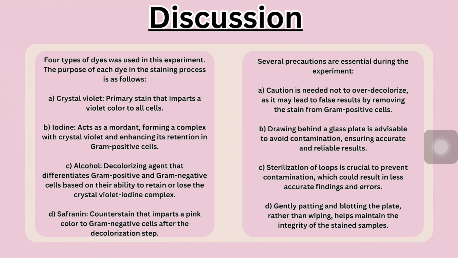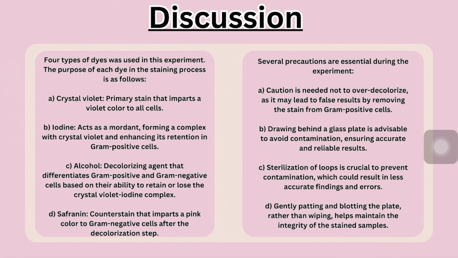The third one is the alcohol. Alcohol is used as a decolorizing agent that differentiates gram-positive and gram-negative cells based on their ability to retain or lose the crystal violet iodine complex. And the last one is safranin, which is the counterstain that imparts a pink color to gram-negative cells after the decolorization step.